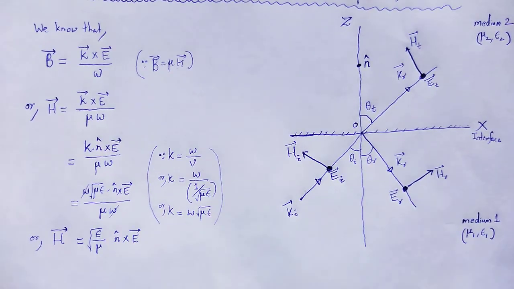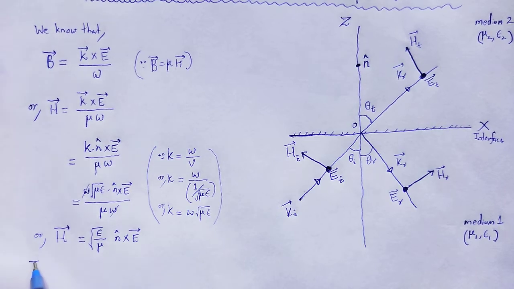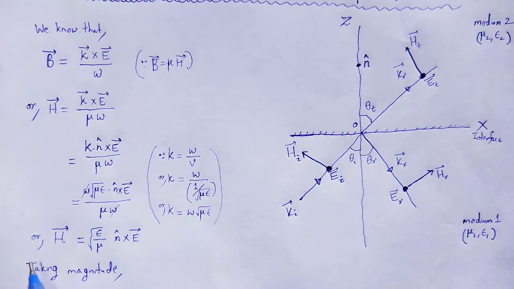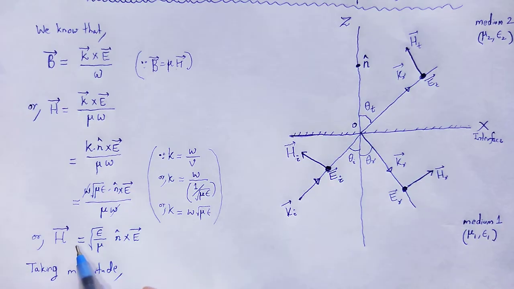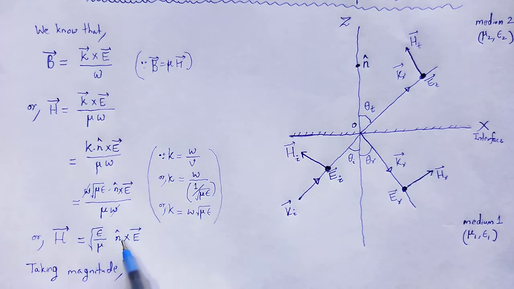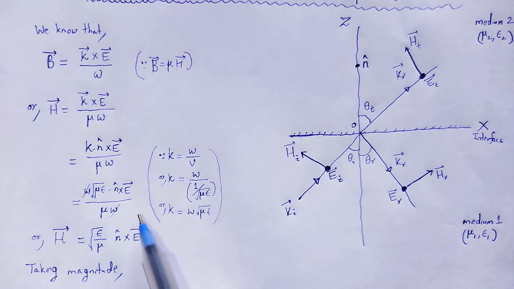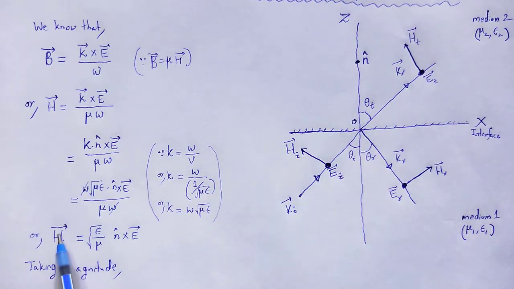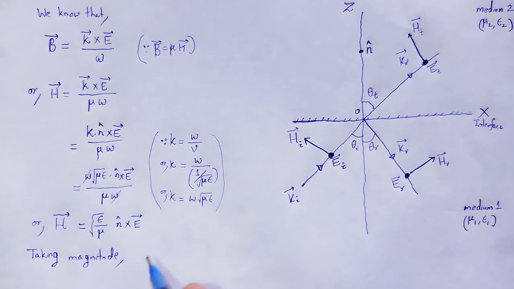When taking only the magnitude, as an expression for H vector, as we know, H naught into e to the power i(k dot r minus omega t). Here H naught is the amplitude, since we consider the magnitude 1. So H is written as H naught.